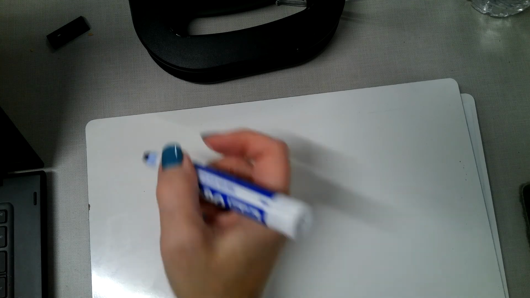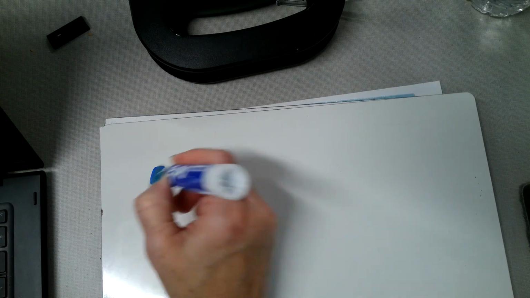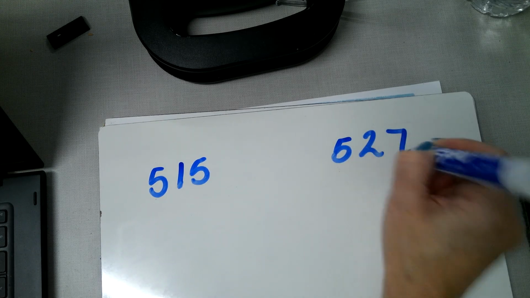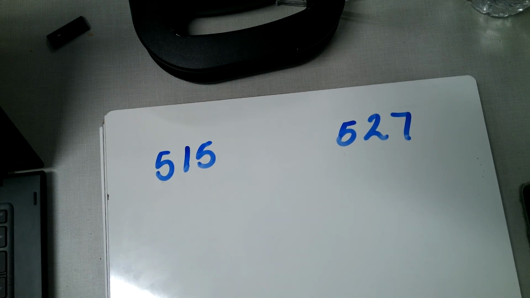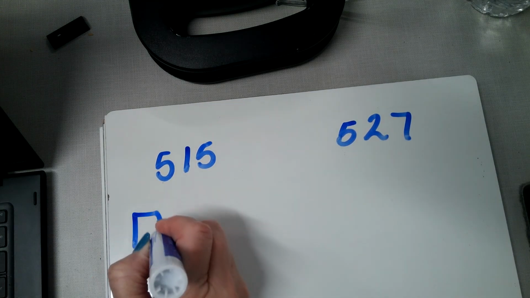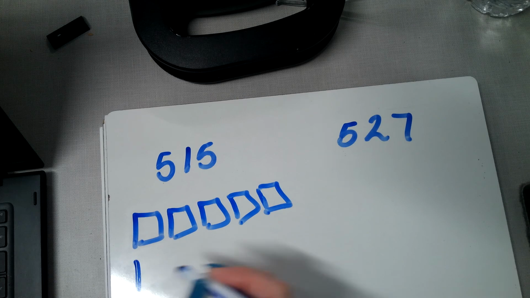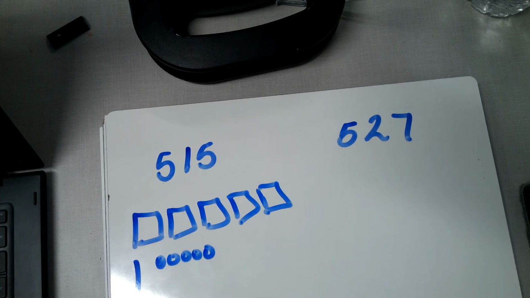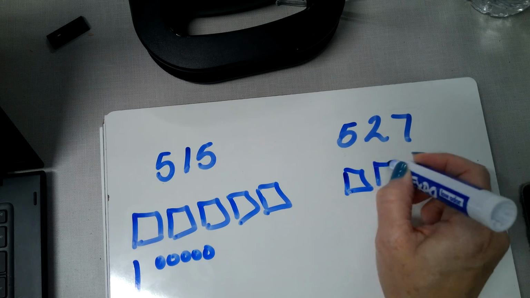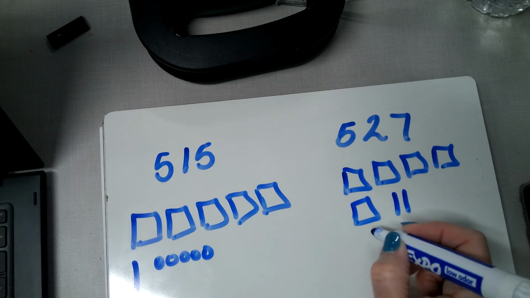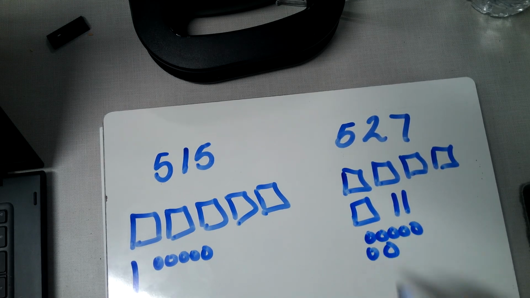Okay, let's compare some more numbers. All right, let's compare 515 to 527. Okay, so I'm going to build these two numbers. You can build them on Braining Camp or you can just draw them. 100, 200, 300, 400, 500, 1 ten, 1, 2, 3, 4, 5 ones. And then over here I'm going to build 100, 200, 300, 400, 500, 10, 20, 1, 2, 3, 4, 5, 6, 7. All right, so here's my two numbers that I want to compare.